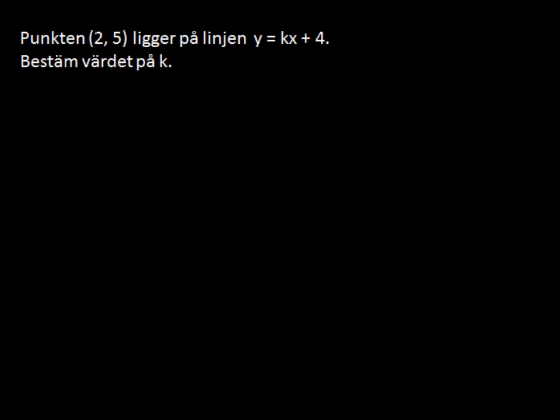We have a point. It has x coordinate 2, y coordinate 5, and it is on the line that has the equation right here. Some of it is known, some of it is unknown. And we need to find out what k is from that.